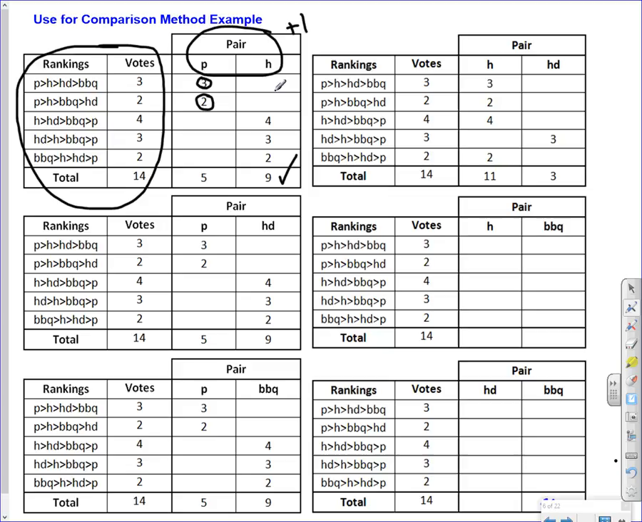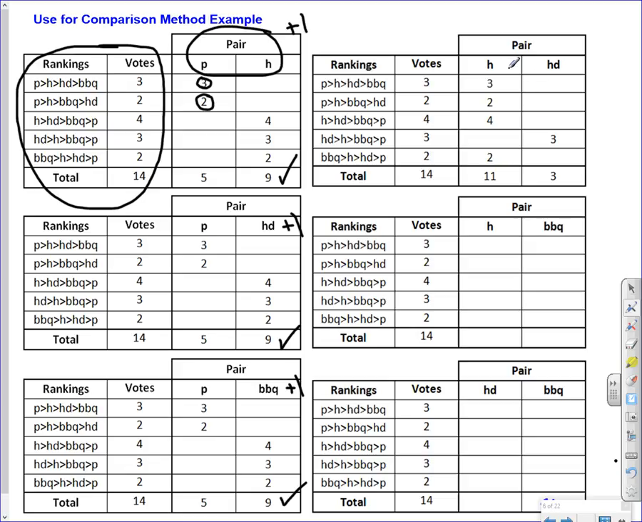Okay, so you see that's basically what we're going to do. We're trying to get these pairwise points. So we're seeing who is going to win each pair. So here I compare pizza to hot dog. Here pizza gets these two, hot dog gets the rest. So again, hot dog wins here, so they would get 1 point. Okay, here barbecue wins, so they get 1 point.